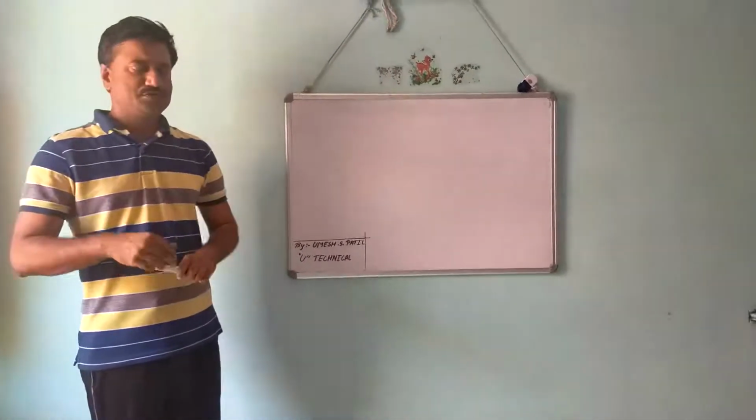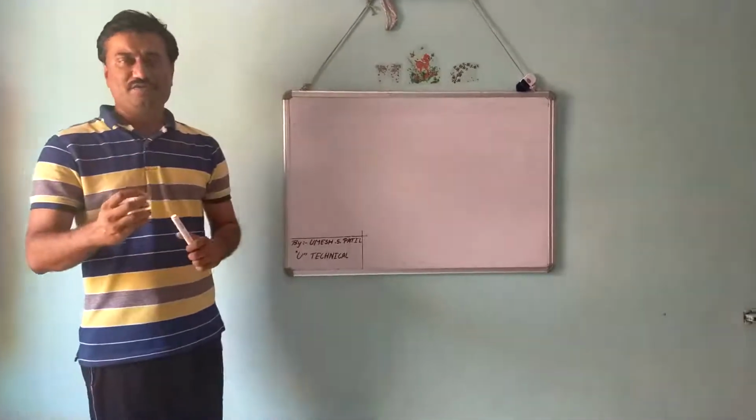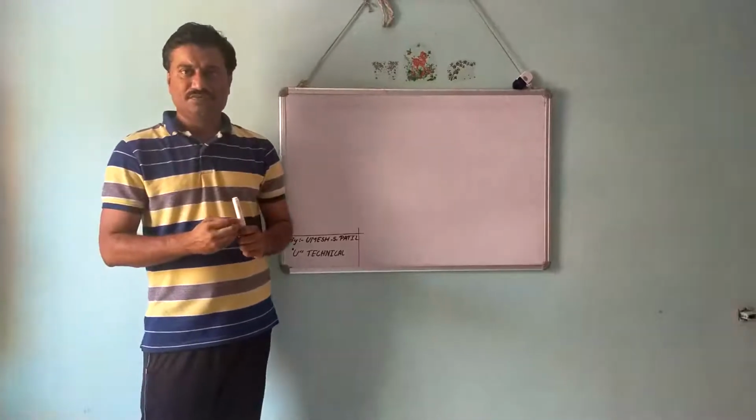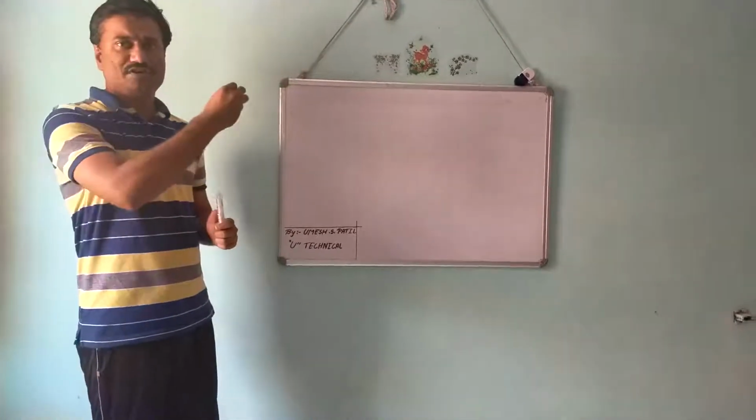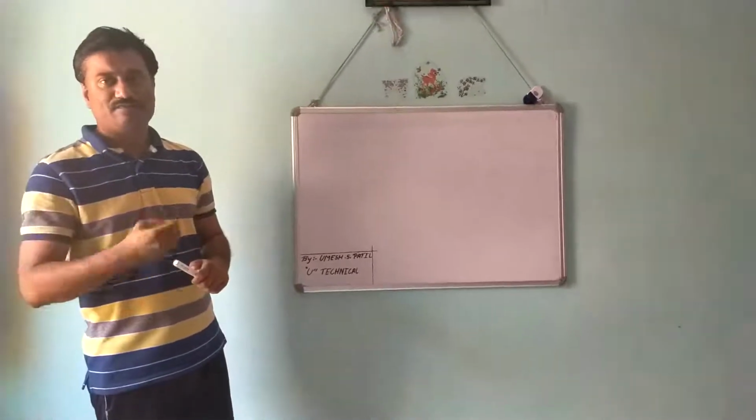So some devices are added, such as a heat exchanger installed in between the generator and absorber, which will reduce the amount of heat required in the generator, and thereby it will improve the coefficient of performance of the vapor absorption system.